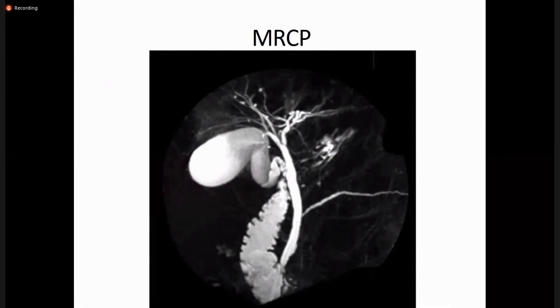MRCP is a non-invasive procedure. It is just like a CT scan, and in that you do not use any dye, basically, and you can illuminate the whole biliary system with the use of computer imaging. It is most helpful in obstructive jaundice, in which you cannot use any dye.